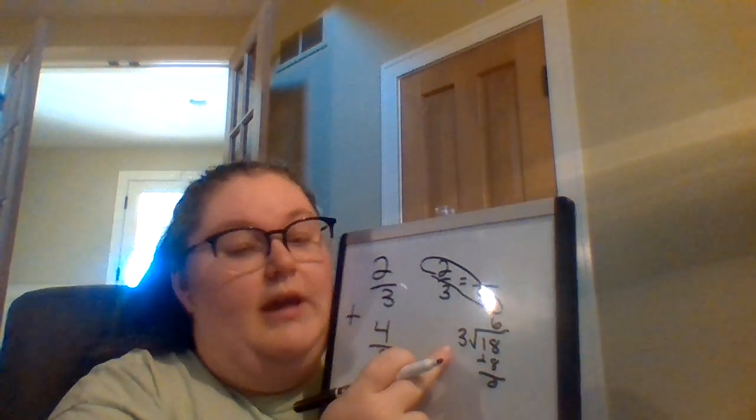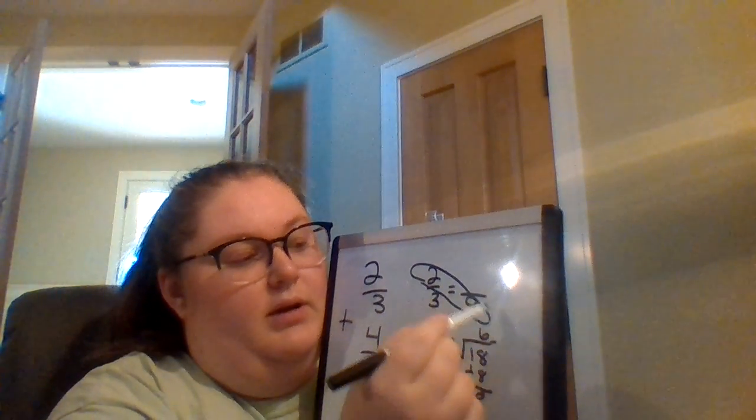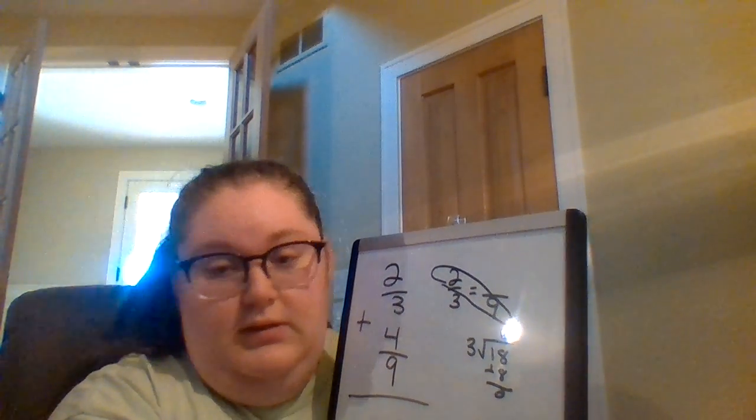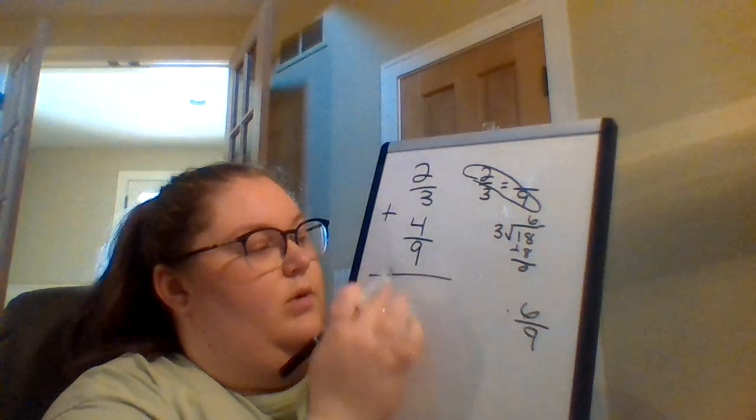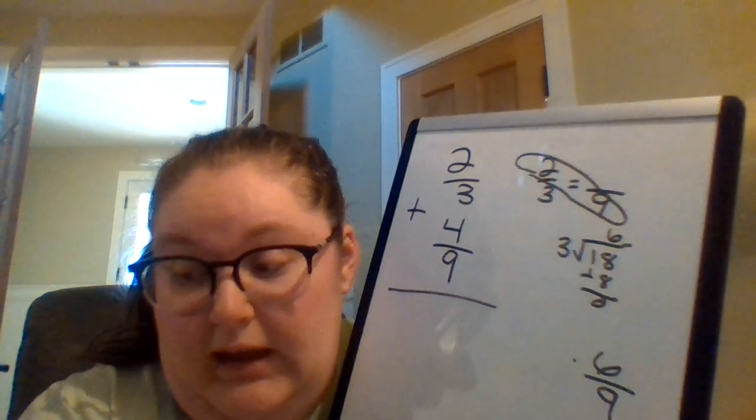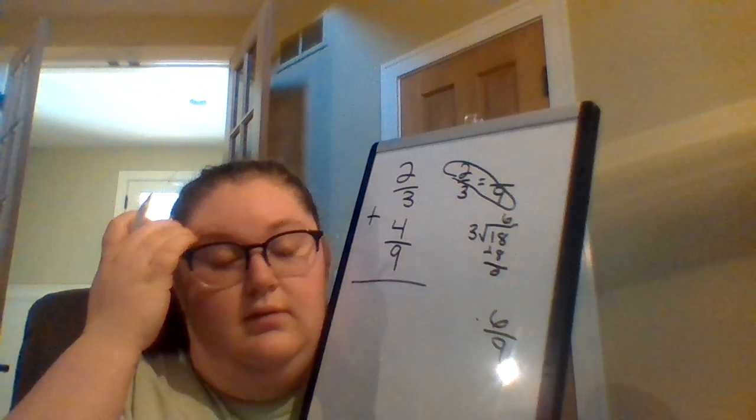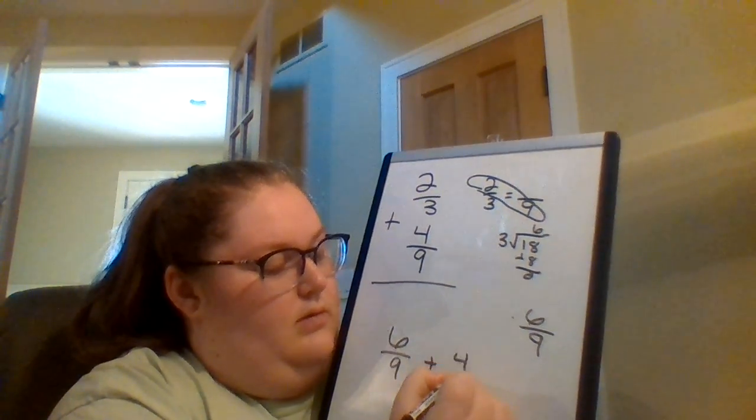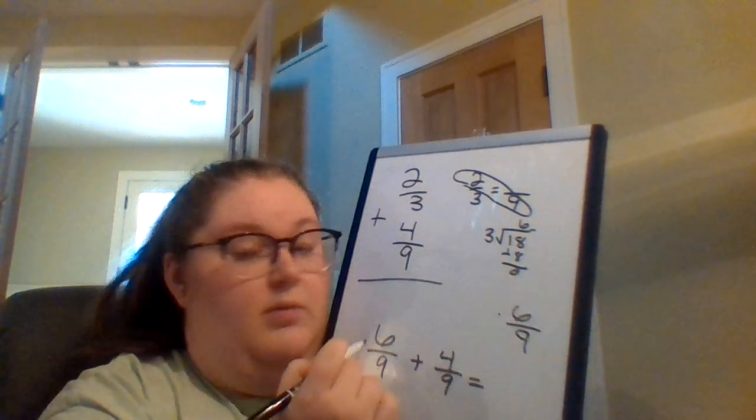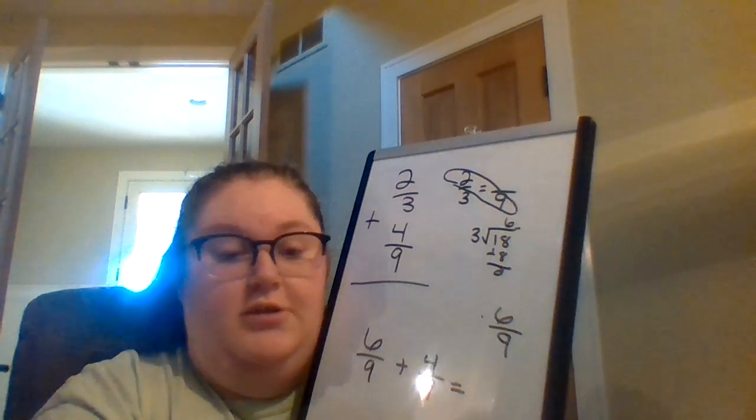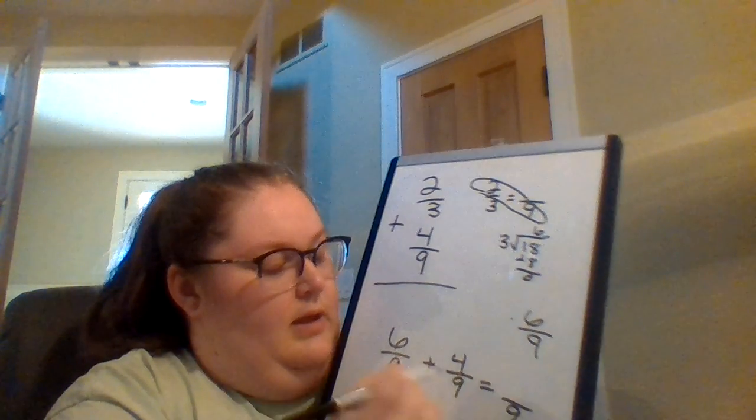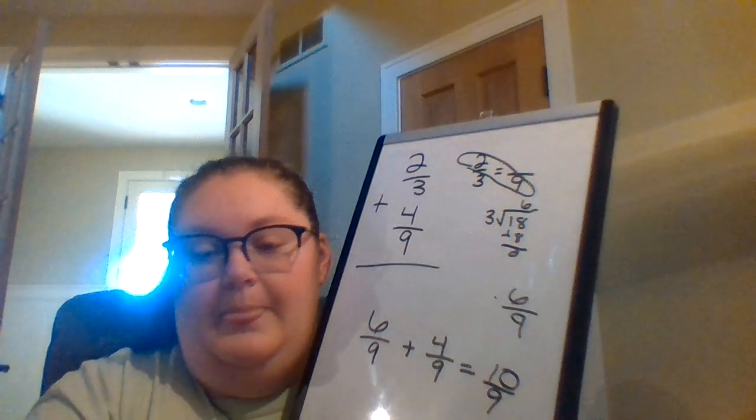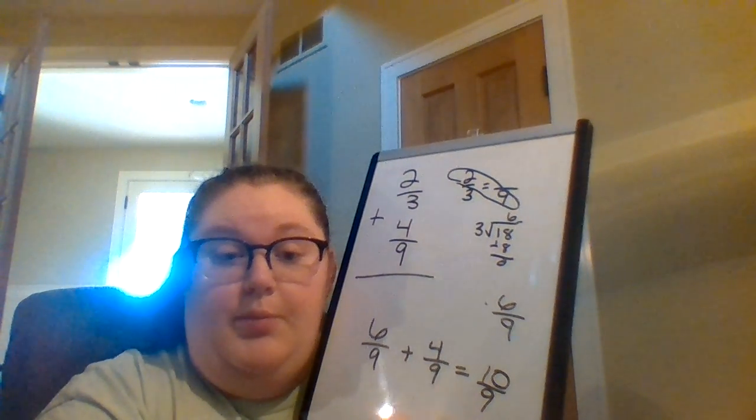Now remember, my new number is going to be 6/9. So then I have 6/9 plus 4/9. When I have this, I remember my denominator stays the same during this point. So 9. And then 6 plus 4 is 10. But let's look at this. This is an improper fraction.